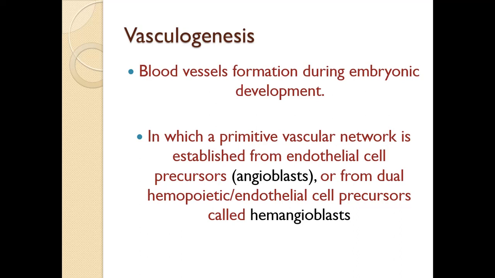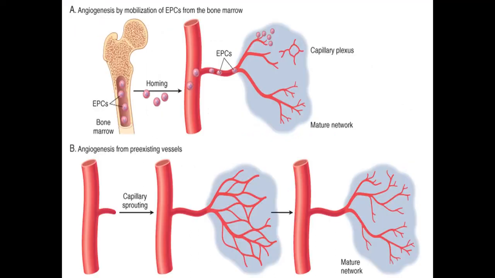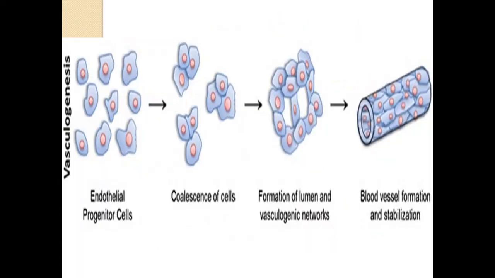When a site is injured, the inflammatory process will start and try to remove the injured tissue, and at the same time angiogenesis is stimulated. The formation of new blood vessels in adults is known as angiogenesis, and it occurs in two ways. One is by branching and extension of adjacent pre-existing blood vessels, or new vessels can also be formed by recruitment of endothelial progenitor cells from bone marrow. This one shows angiogenesis from pre-existing blood vessels, and this one shows angiogenesis from the endothelial progenitor cells.